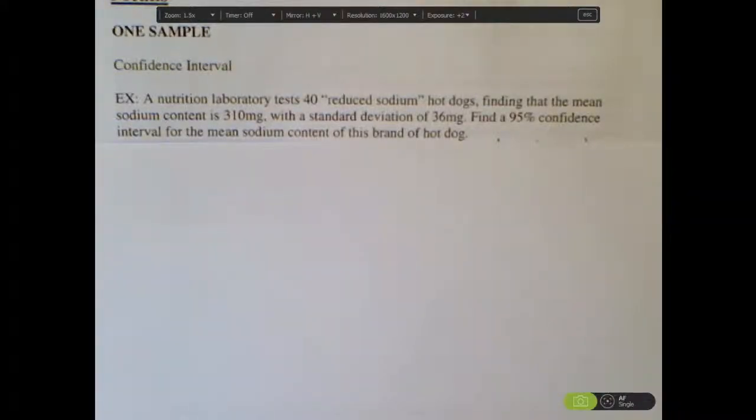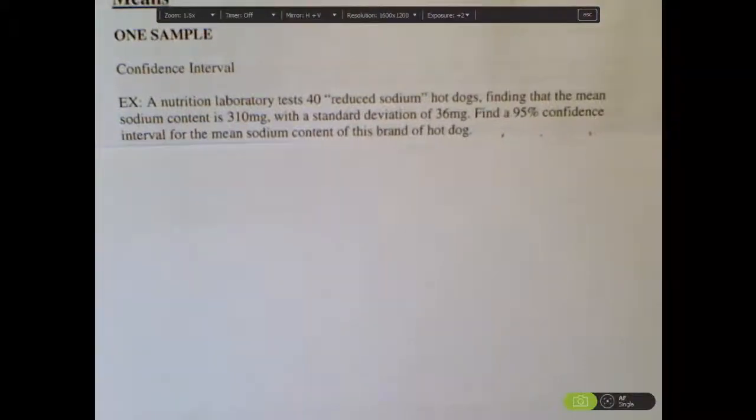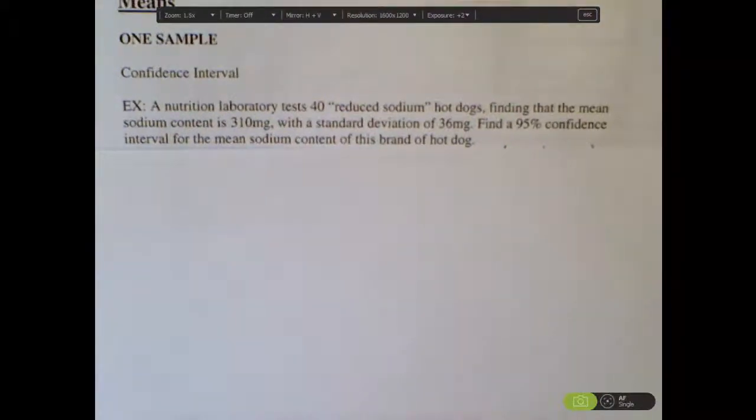In this video, I'm going to cover the second half of the inference review packet that I handed out to you guys for review, and we're going to look at quantitative data. So we're going to start with means with one sample and doing a confidence interval.